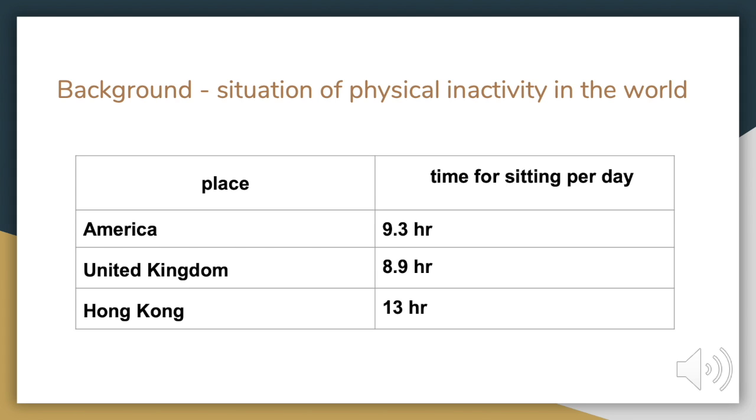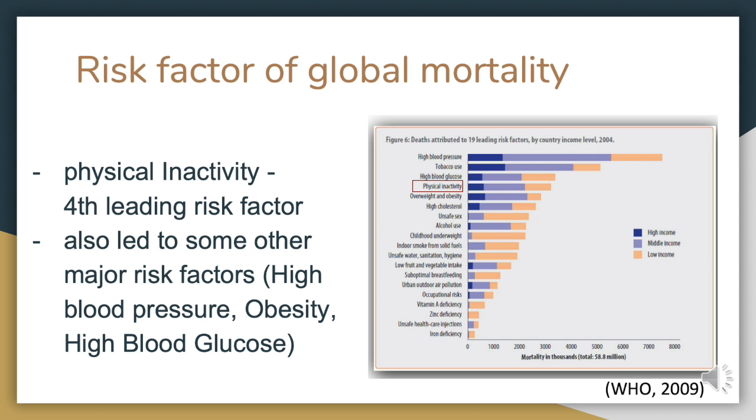In the table, we can see that both Americans and British people sit about 9 hours per day. The situation in Hong Kong is much worse. Hong Kongers spend 13 hours sitting each day. According to the WHO, physical inactivity is the fourth leading risk factor of global mortality. It also leads to some major risk factors.